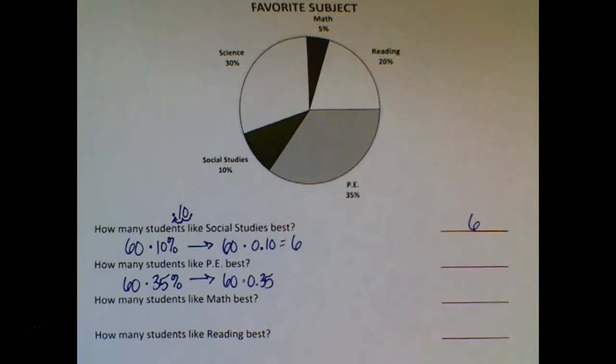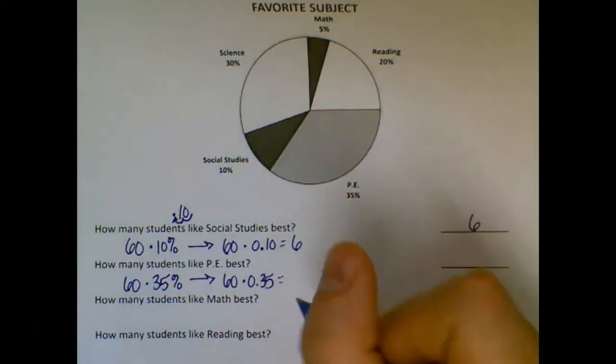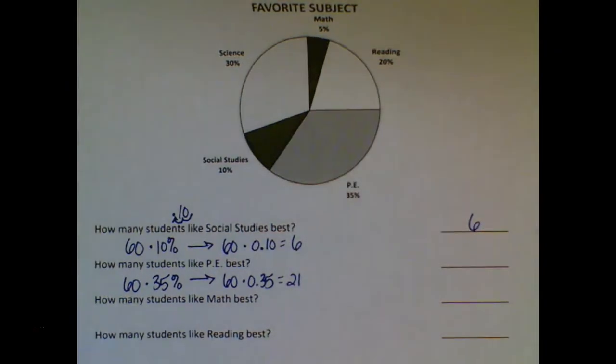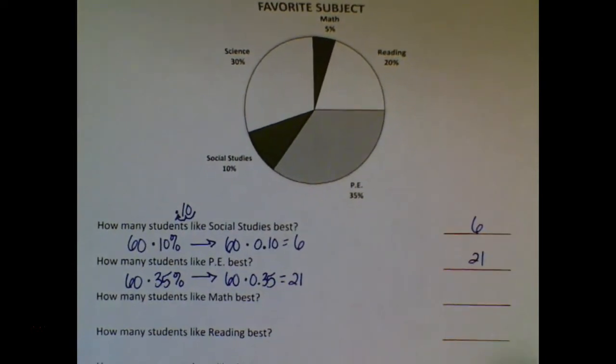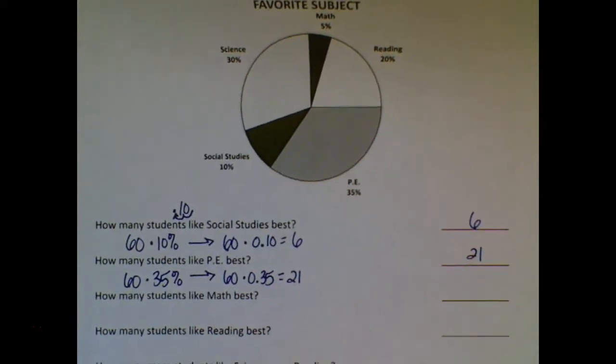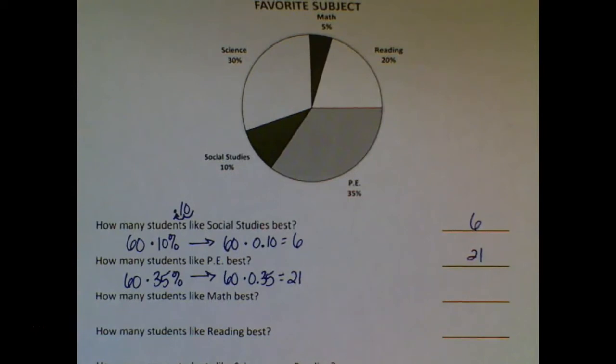All right, go ahead and plug that into the calculator and give it a quick check. You should have gotten 21. So, how many students like PE best? Out of those 60, 21 prefer PE the best. On to the most depressing one, because this is the smallest amount.